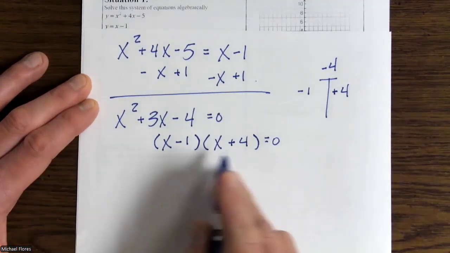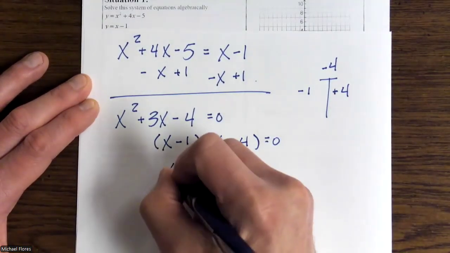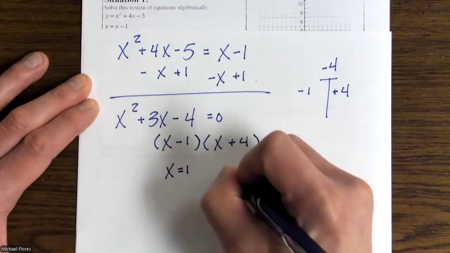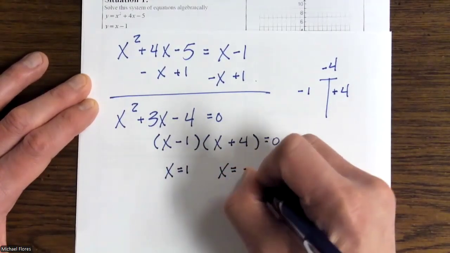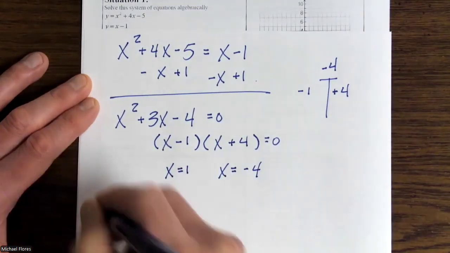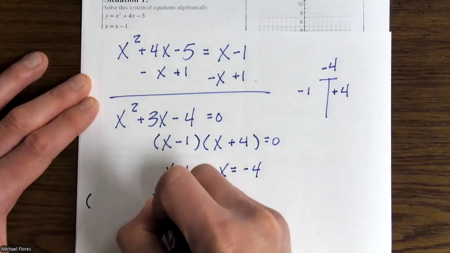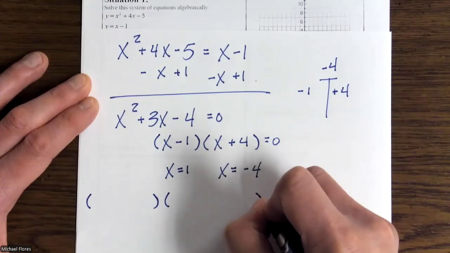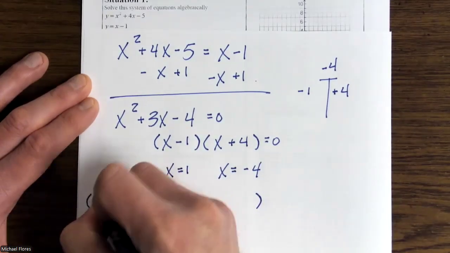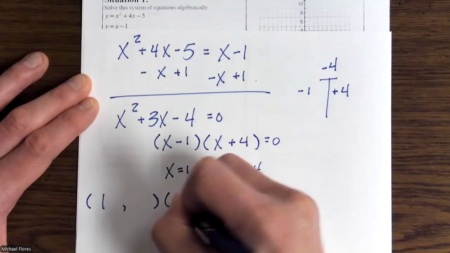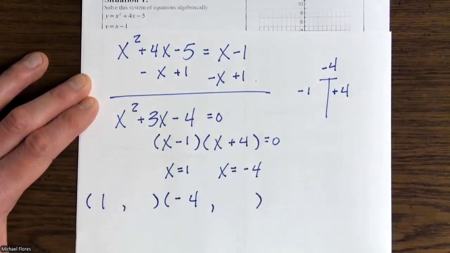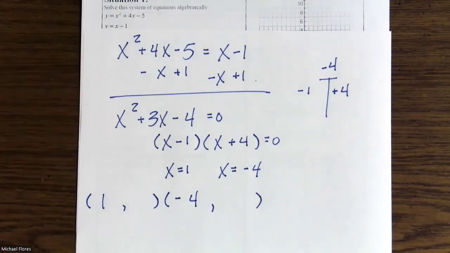Just saves yourself a little bit of time. And if you were to set each of these equal to 0 and solve, here you'd have to add 1, and here you'd have to subtract 4. Now, for our answer here, we're going to have two sets of ordered pairs. The x value for one of them is going to be 1, and the x value for the other is going to be -4. We don't know the y values yet.